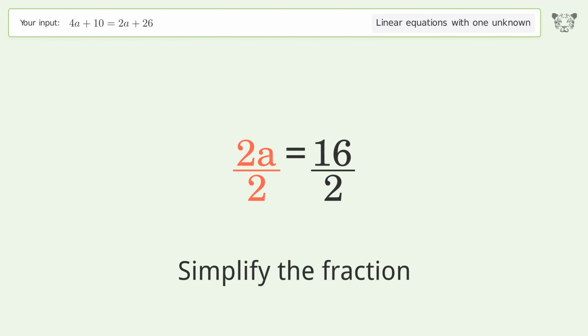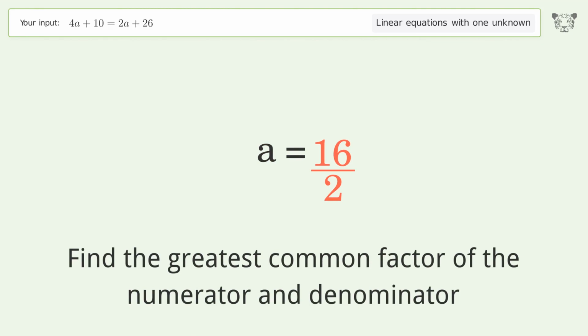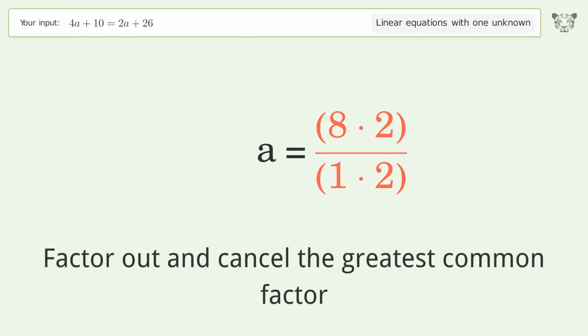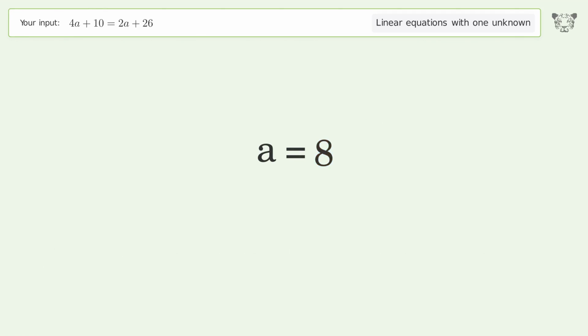Simplify the fraction. Find the greatest common factor of the numerator and denominator. Factor out and cancel the greatest common factor. And so the final result is a equals 8.